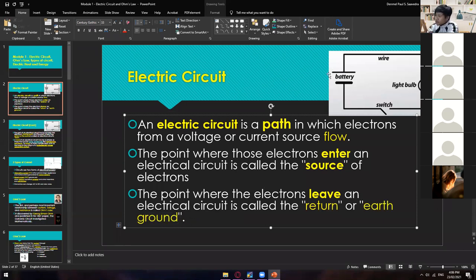If you may have noticed, we have here the longer line. This one represents the positive side of the battery or voltage source. The shorter one is the ground, or the negative part of your battery. As always, we have positive and negative, and it must have a closed path. So this switch must be closed for you to have a working electric circuit. As of now, since the switch is open, we don't have a flow of electrons in the circuit. So this is just a circuit, but not an electric circuit. Okay, are we clear with this one so far?